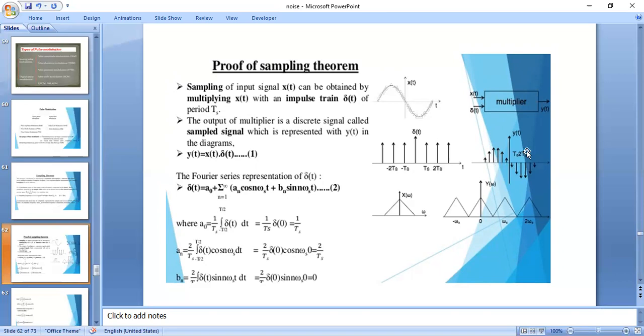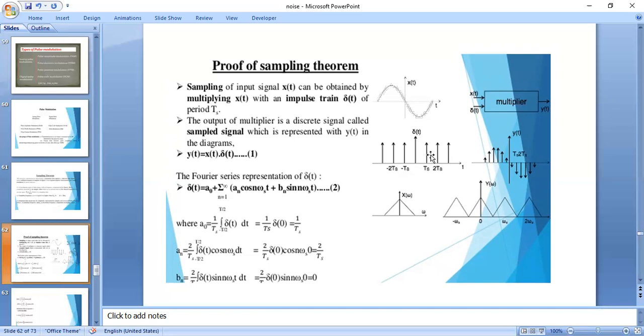The discrete time signal we are representing is y of t. Mathematically, we can represent y of t is equal to x of t into delta of t. Here x of t is the continuous time signal and delta of t is the impulse train. The impulse train is a periodic signal, so delta of t is a periodic signal. We can represent it in Fourier series representation.